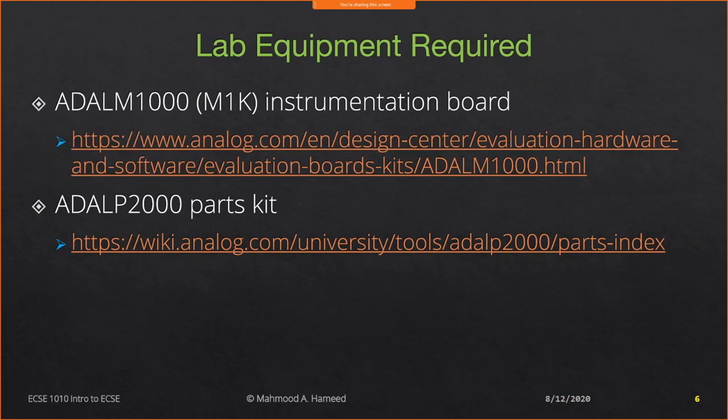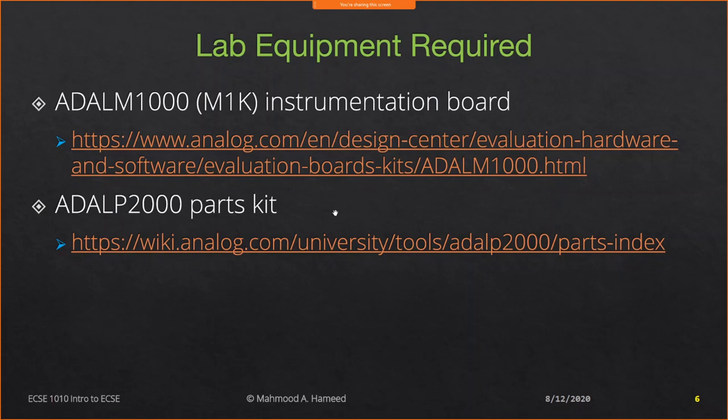So this instrumentation board is going to be heavily used during this course. It's going to be our function generator, it's going to be our oscilloscope, it's going to be our voltmeter, it's going to be our ammeter, it's going to be the instrument, the main lab equipment we are going to use for this class. So everyone in this class should have their hands on this M1K board as soon as possible. More about that in a few minutes.